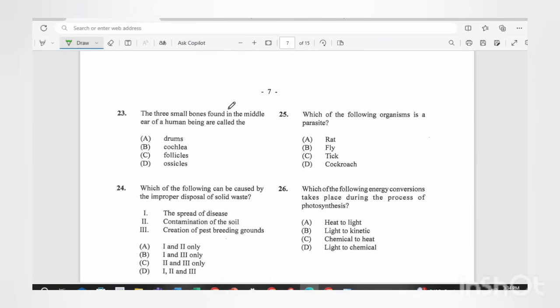23. The three small bones found in the middle of the ear of a human being are called the A, drums, B, cochlea, C, fossicles, or D, ossicles. The answer there is ossicles.